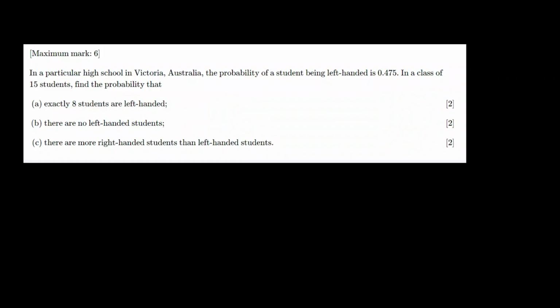Okay guys, so here's the question I was referring to. Let me read it out. In a particular high school in Victoria, Australia, the probability of being left-handed is 0.475. In a class of 15 students, find the probability that, question A, exactly 8 students are left-handed.